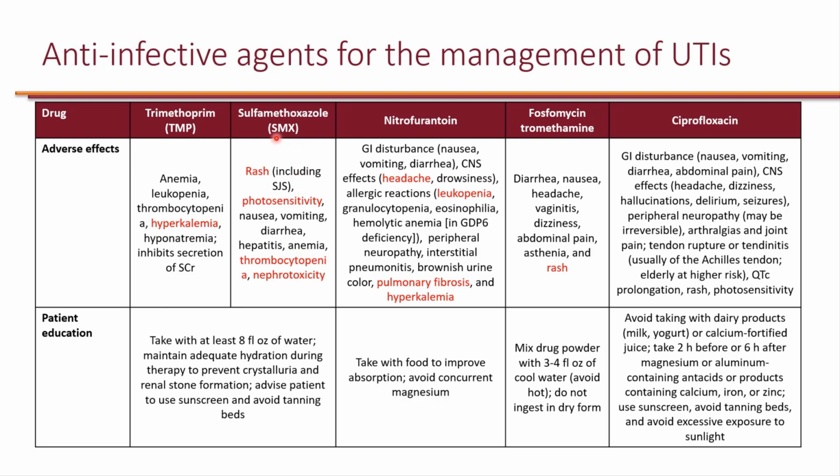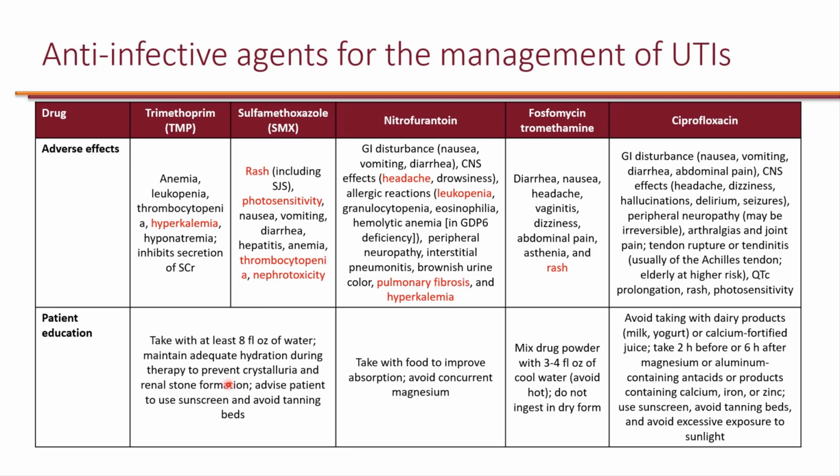Sulfamethoxazole, which is a sulfa drug, can cause rash and photosensitivity. It can also cause GI upset like nausea, vomiting, and diarrhea, as well as hepatitis, anemia, and thrombocytopenia. It is recommended that patients take this combination with at least 8 fluid ounces of water in order to avoid formation of crystals in the kidneys, or at least reduce the risk of nephrotoxicity. It is also advised for patients to use sunscreen and avoid tanning beds because of the photosensitivity.